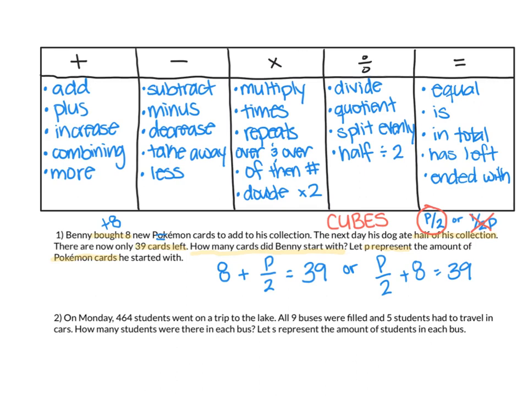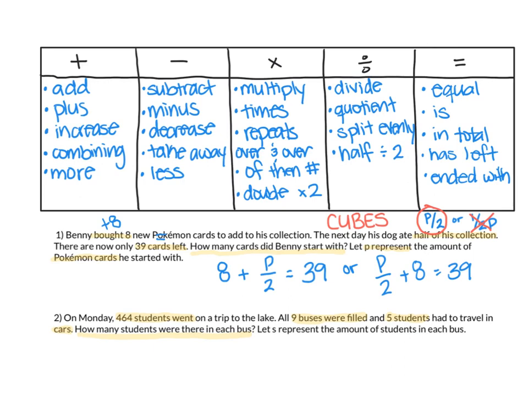Now that we read it, let's go ahead and identify our important information. For me, this is a little easier, but for you, it might take a little longer. Read it multiple times. I just don't want this video to be too long for you guys. So we have a number, 464 students went on a trip. We have 9 buses were filled. 5 students had to travel in cars. How many students were there in each bus?